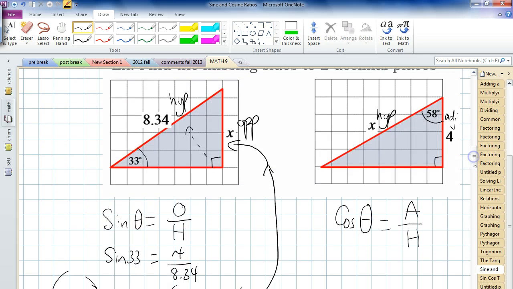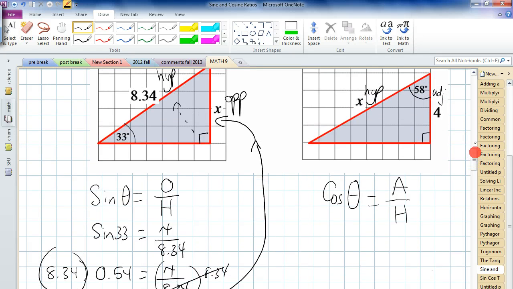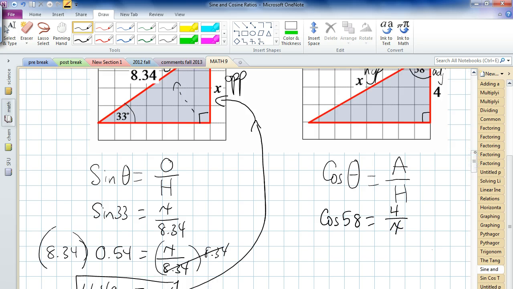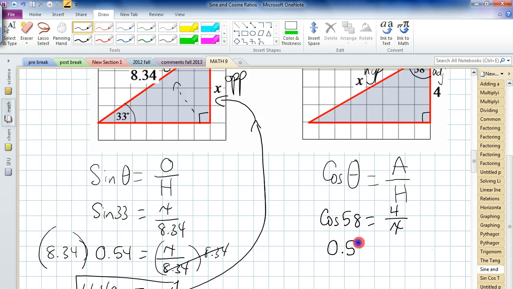Done. Let's use the cosine on this one here, because we have adjacent and hypotenuse. The cosine of the angle, we're looking at 58 degrees here, so cosine of 58. Adjacent is 4. Hypotenuse is x. If you like, let's get rid of the cosine 58 first. 58 cosine is 0.53. So that's 0.53 equals 4 over x.